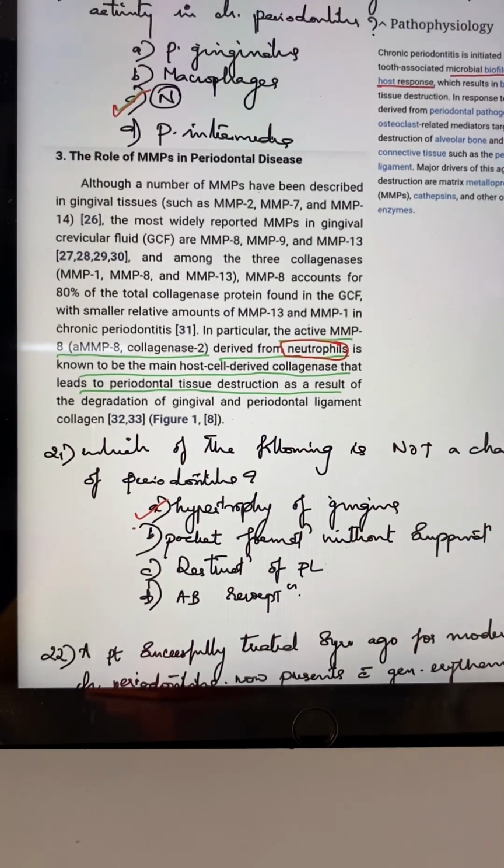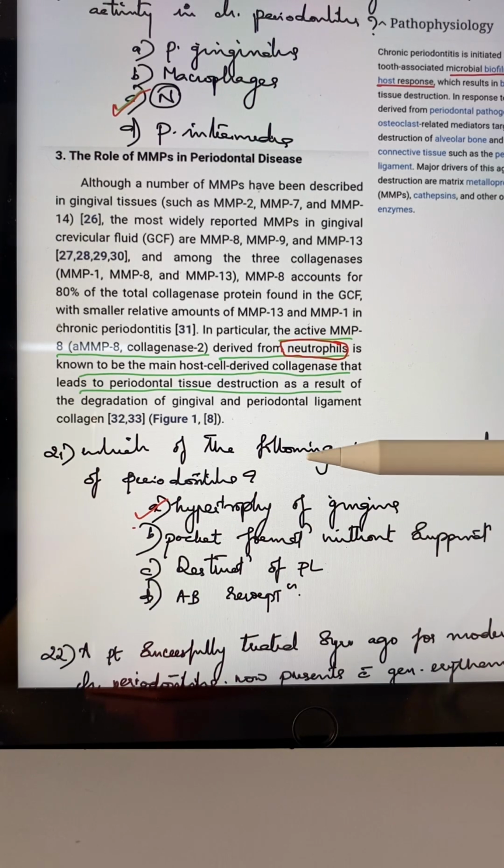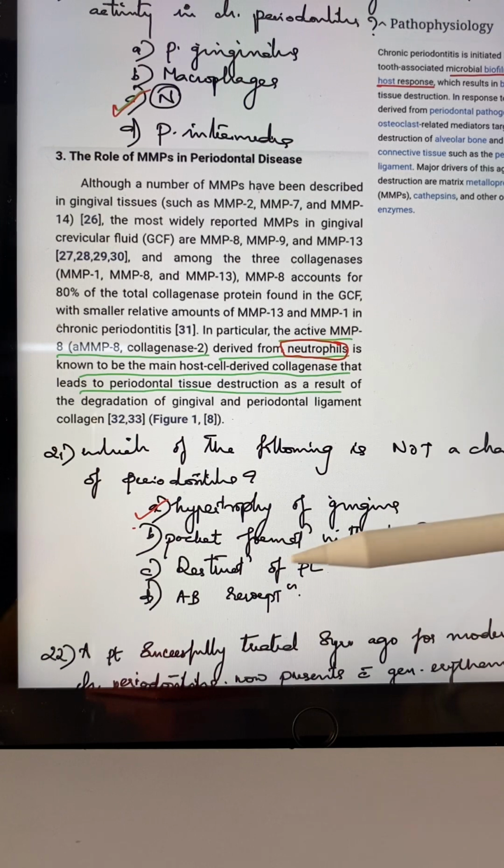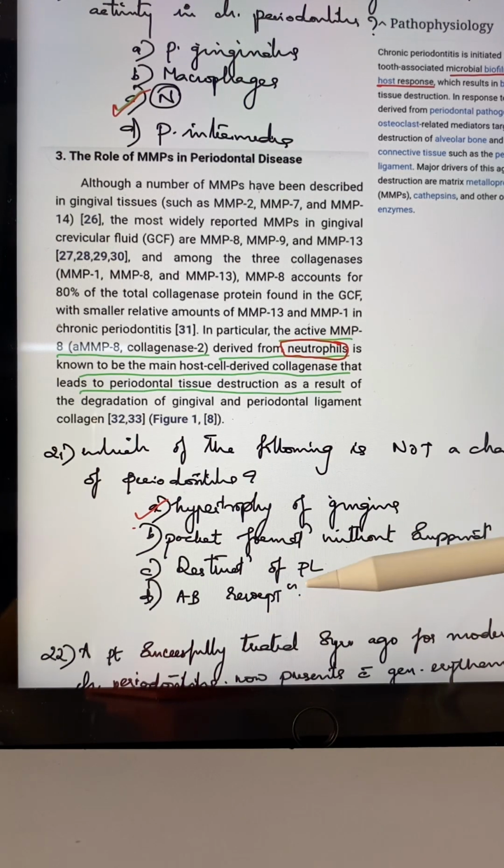Then, which of the following is not a characteristic of periodontitis? Hypertrophy of gingiva, that is a gingivitis case. Other than that, pocket formation, destruction of the periodontal ligament, and alveolar bone resorption can all be seen.